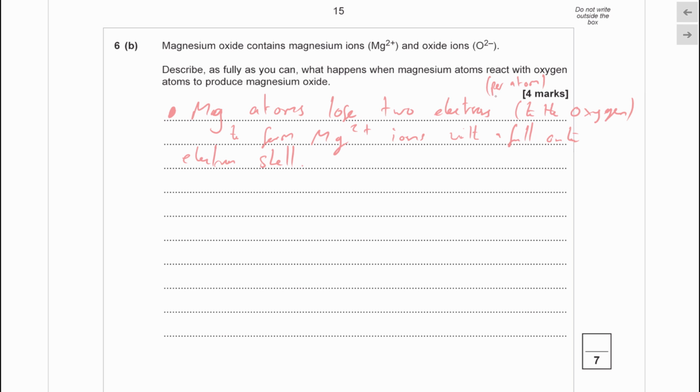So let's talk about the oxygen. I'll use green for the oxygen. Oxygen atoms, I'll put each, just so we're clear, each gain 2 electrons. I'm going to write from magnesium, just so we know where they've come from, to form O2- ions with a full outer electron shell.